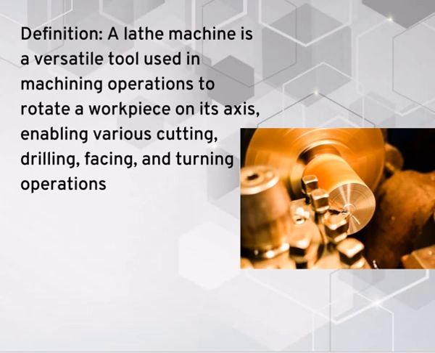So, the definition of a lathe machine. A lathe machine is a very versatile tool used in machining operations to rotate a workpiece on its axis, enabling various cutting, drilling, facing, and turning operations. Are we getting it? It's a tool that is used to shape metal to the form that you require.